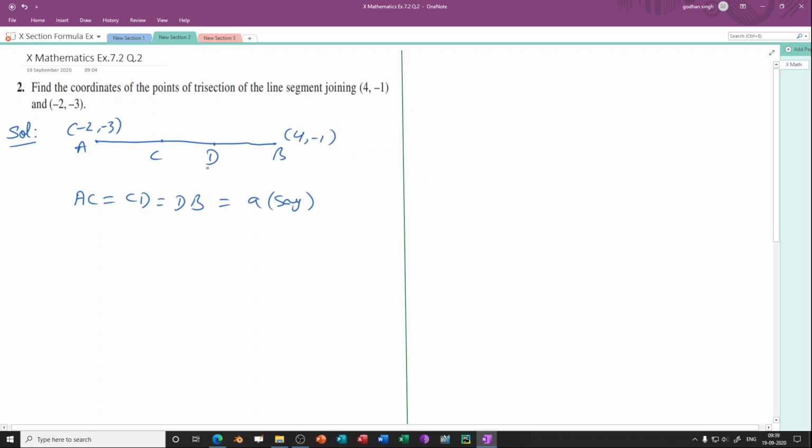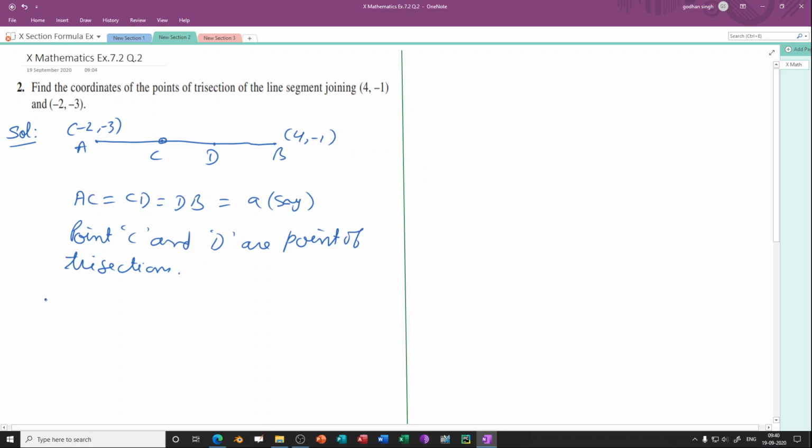So this is what we mean by trisection. Points C and D are known as points of trisection. Why? Because they are dividing the line segment AB into 3 equal parts, that is AC, CD and DB. So let us first obtain the coordinates of point C.